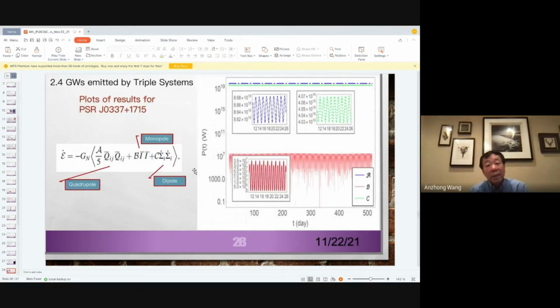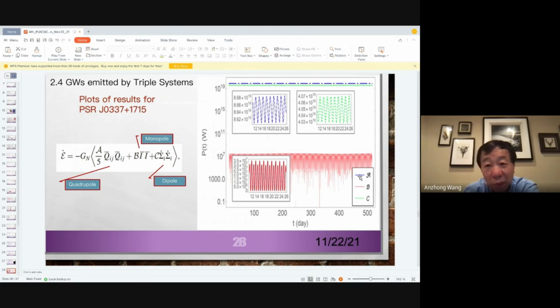After that, we use the observational data to calculate the effect, the emissions due to quadrupole, monopole, and dipole. What we found from this figure, you can see there are several lines. There's A, B, C.